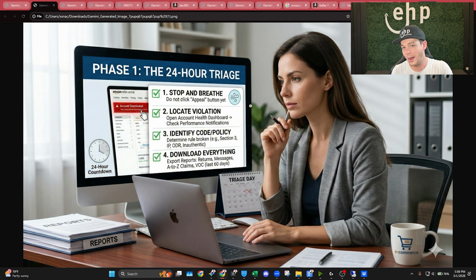Number two is to find that violation. What did you do? Did Amazon tell you? Identify the code and policy. So what actual rule did you break? Where are the rules? What policy did you actually break? And of course, download everything. You want to get as much documentation about that issue as possible to figure out what happened, right?